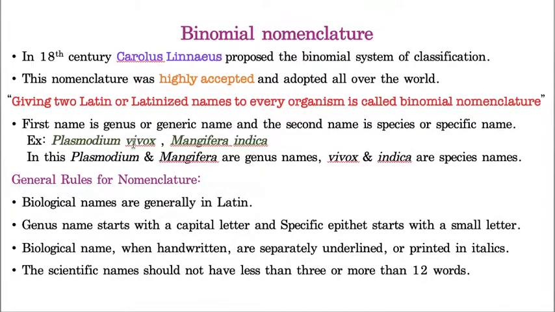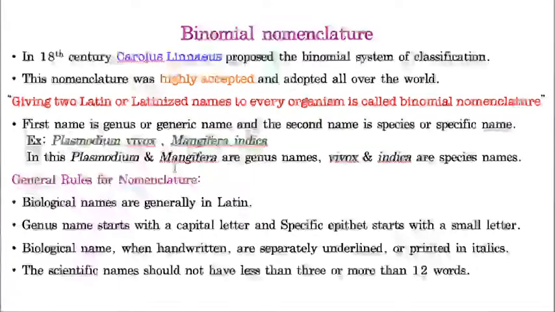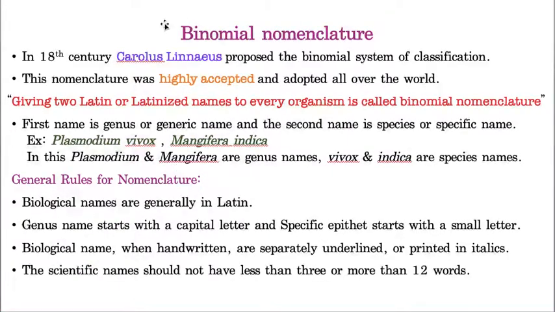If you are printing in a book, or, for example, here I made a PowerPoint presentation, that rule need not be implemented, so there is no need for underlining. Then what to do? You have to type these names in italics. See, I typed it in italics. Hope you are understanding. Point number one: if you are writing by hand, they must be underlined separately. Point number two: if you are typing or printing in any book, they must be in italics.